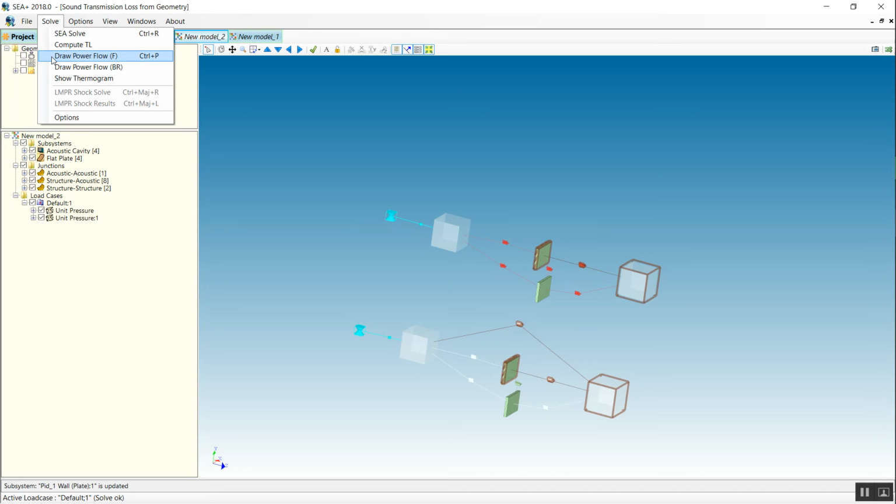can see only the power flow due to the resonant energy, and the power flow is made of two different menus. Draw power flow F, which means flexural, related to the resonant energy exchange between panel and cavity, and the draw power flow BR, as in black, red, due to the non-resonant energy exchange between cavity and panel. So typically, resonant and non-resonant power flow.